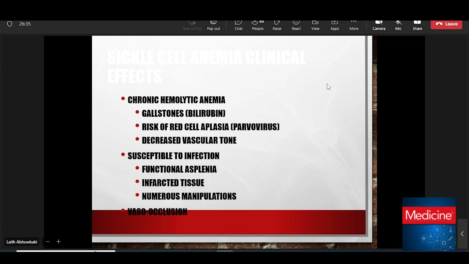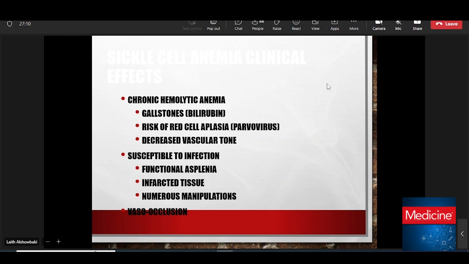So a decreased vascular tone, as I said, a reduction in the blood supply, especially in the small venules, which can lead to many necrotic events, like pain crisis, recurrent infections, tubular necrosis in the kidneys, necrosis in the bones, and stuff like that.